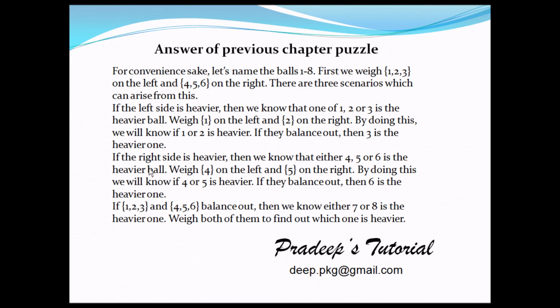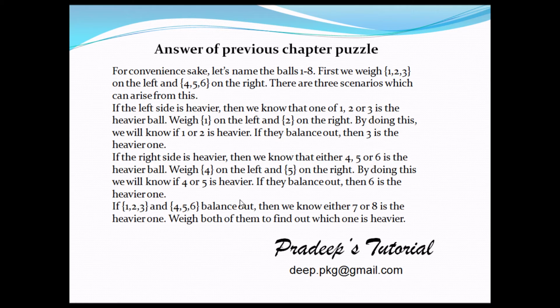Second scenario, if the right side is heavier, then out of 4, 5, 6, one will be the heavier. So we'll weigh 4 on the left and 5 on the right. By doing this, we'll know if 4 or 5 is heavier. If they balance out, then 6 is the heavier one.